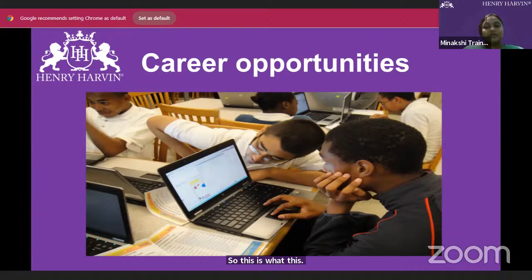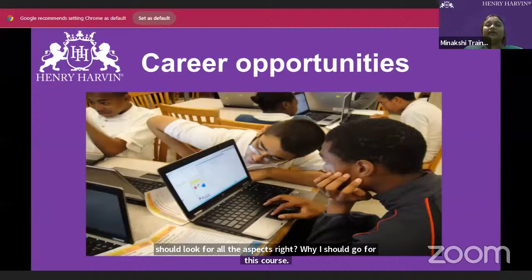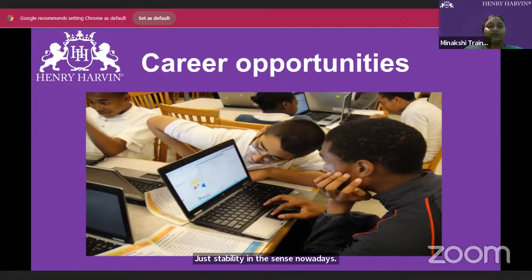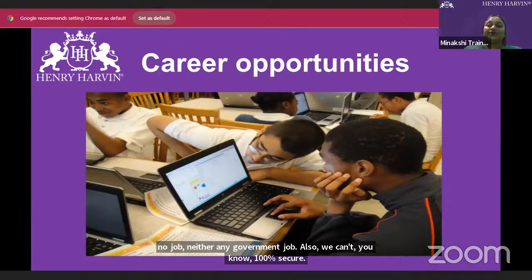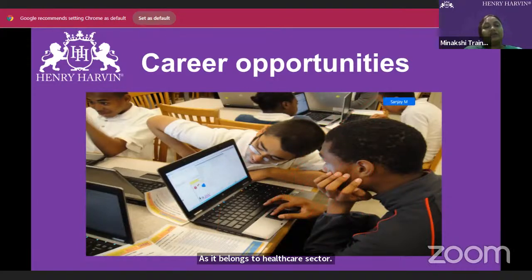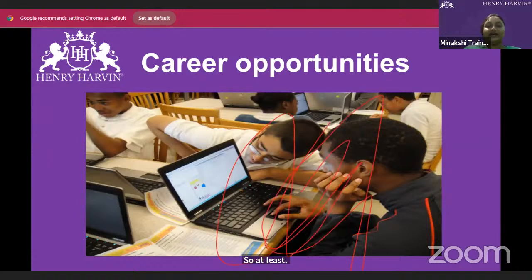First thing is salary. Second thing we will be talking about is stability. Whenever you look for any course, you should look at all the aspects, right? Why should I go for this course? So, stability. Nowadays, no job, not even any government job, can we assume to be 100% secure. But as it belongs to the healthcare sector, at least 40 to 50% extra stability I can definitely assure.